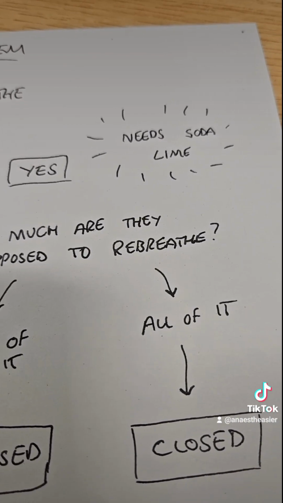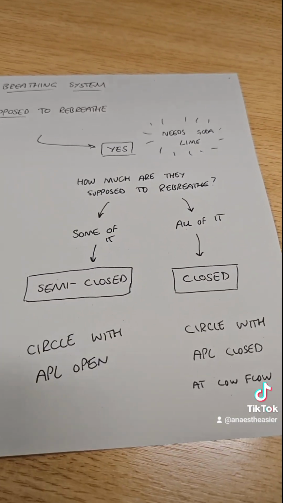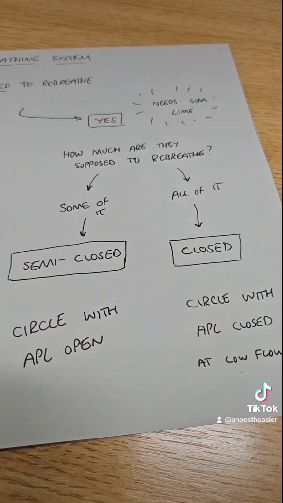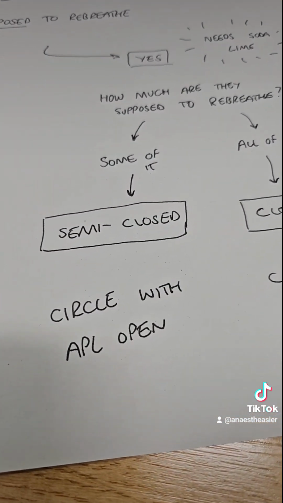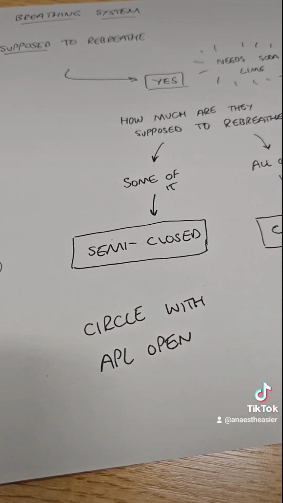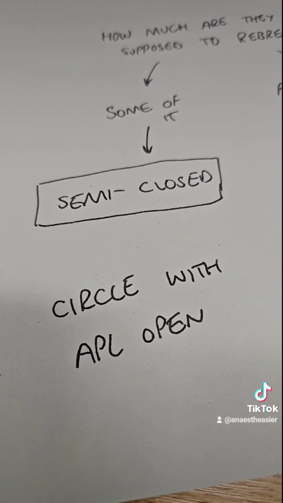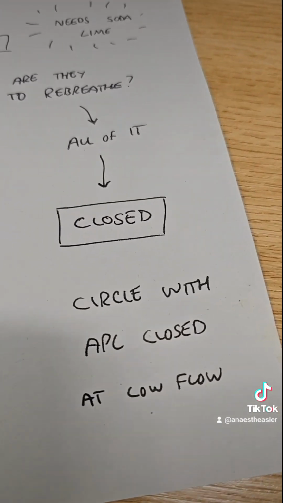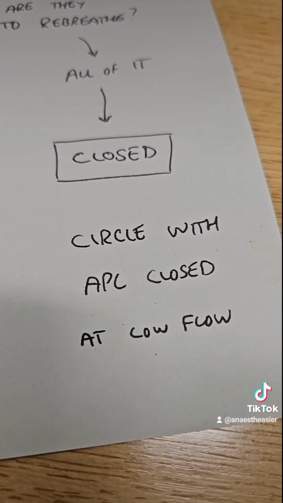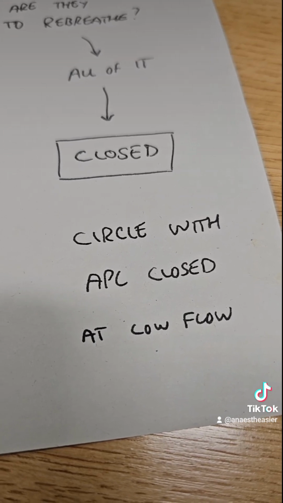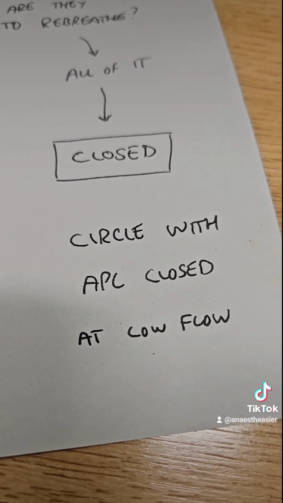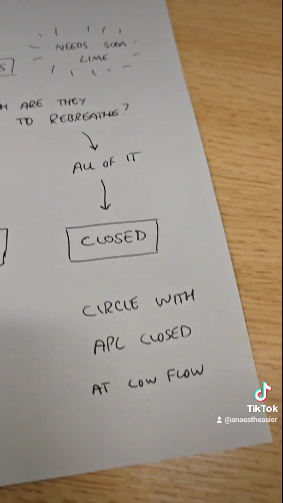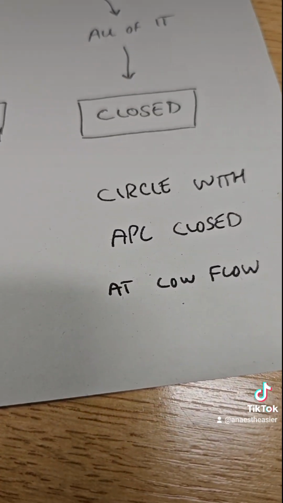Now, your examples for the exam are both going to be your circle system, but it depends on how you've got it set up. If you have them on your circle system and they have got the APL valve open, meaning some of their exhaled gas can escape out into the atmosphere, that is semi-closed. However, if you have your circle system with the APL valve closed or at very low flows, so the exhaust valves are not being disturbed, then they are rebreathing everything they breathe out, apart from the CO2 that you've scrubbed, and therefore it is a closed system.